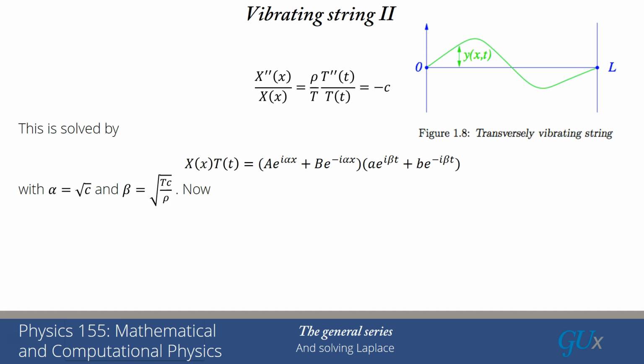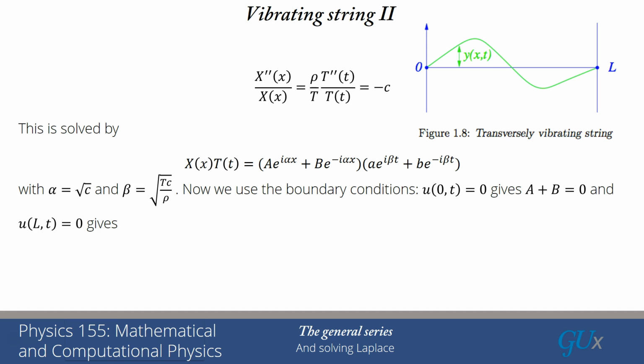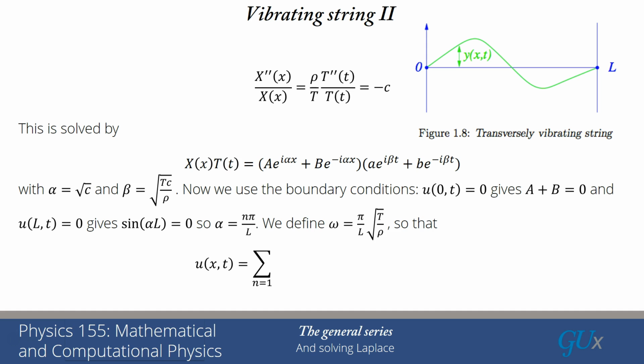And what we find when we do that is the first one is going to restrict a plus b equals 0. And the second one is going to tell us that sine of alpha L must equal 0. So if sine of alpha L, where alpha is the square root of c, is equal to 0, that means alpha L is equal to n pi, so alpha is n pi over L.